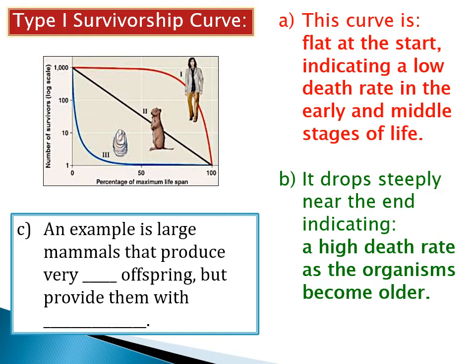Organisms that do this are typically large mammals that produce very few offspring. With that, there is a lot of parental care. If you think about humans, we typically don't have a lot of babies and we take care of them. Or if you think about elephants, elephants are pregnant for 22 months and they take a lot of care with their babies early on so that they survive to old age. So they provide them with good care.